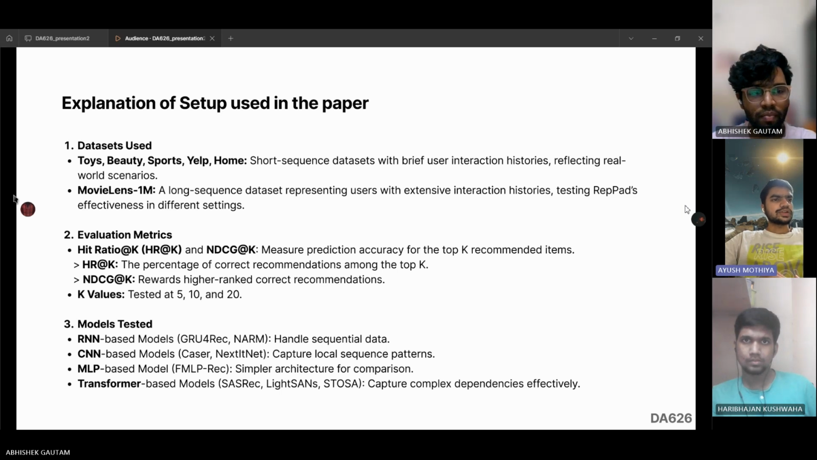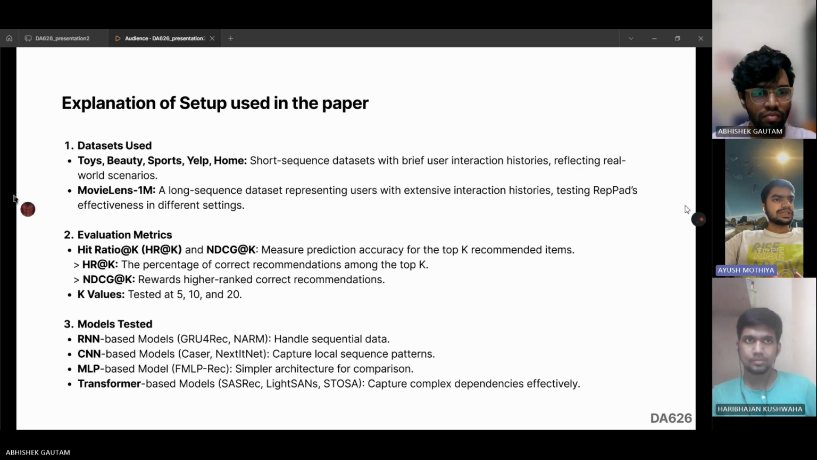Movie length. In contrast, this data contains long sequence interactions representing users with extensive history. It allowed us to test how RepPad performs when dealing with larger, more complex data with richer historical data. By testing on both short sequence and long sequence data sets, we were able to assess RepPad's versatility and effectiveness in different settings.